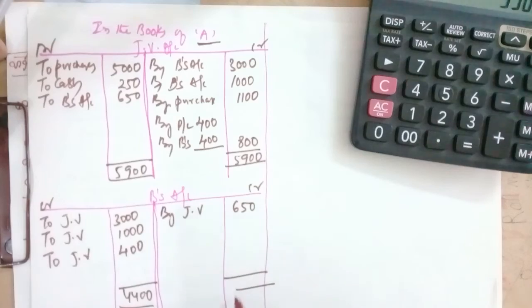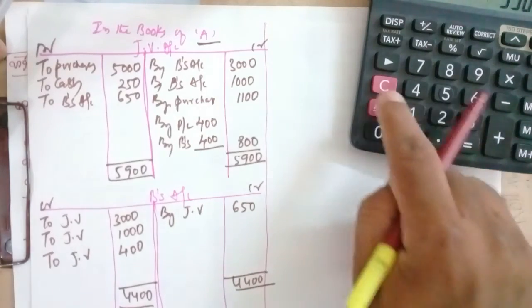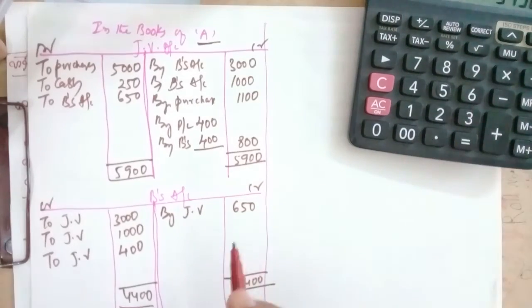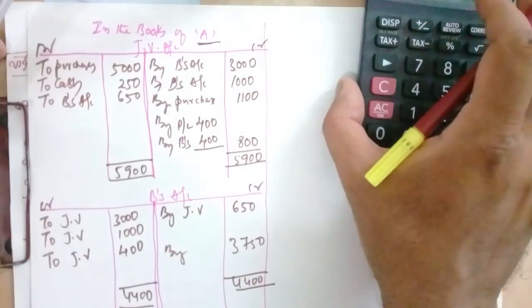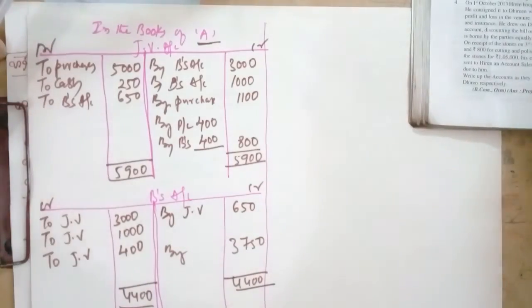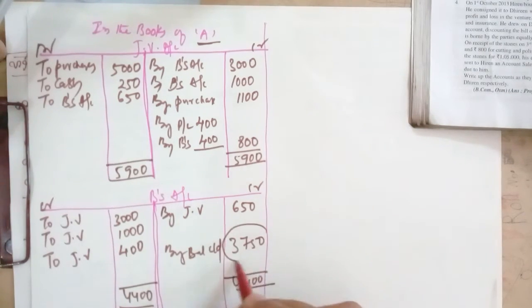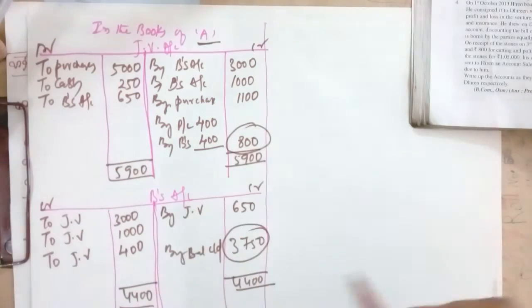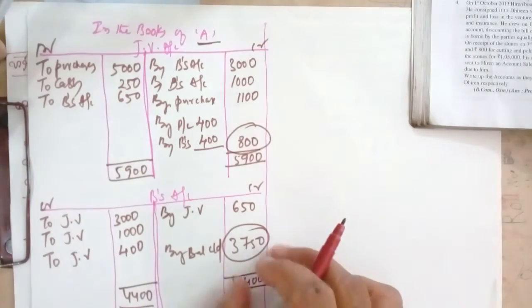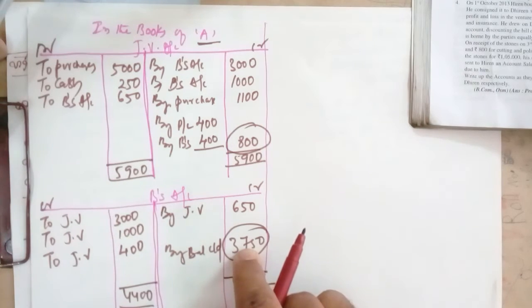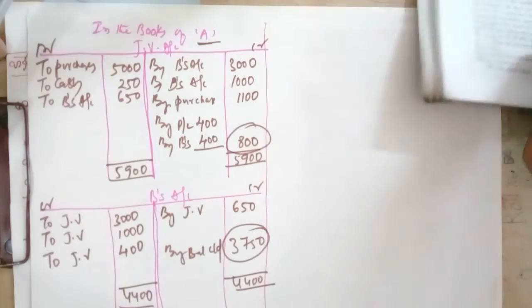4,400 credit side we are getting, 4,400 minus 650 rupees. So we are getting 3,750 rupees. We write by, what did he say? He did not say anything regarding the settlement of the amount. So by balance carried down. This is the balancing figure. So what does it mean? This will be the amount receivable from whom? B. This will be the amount receivable from B. So like this we need to prepare in the books of A.